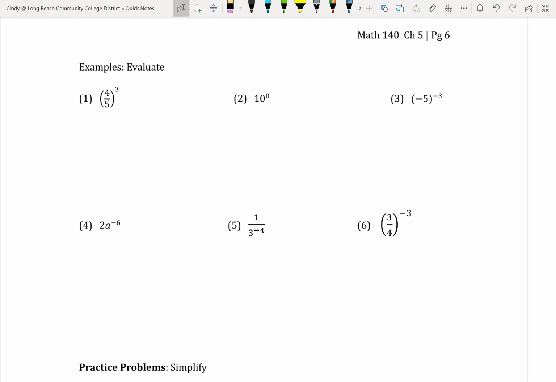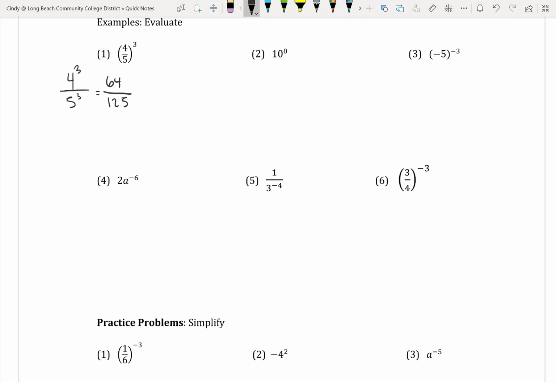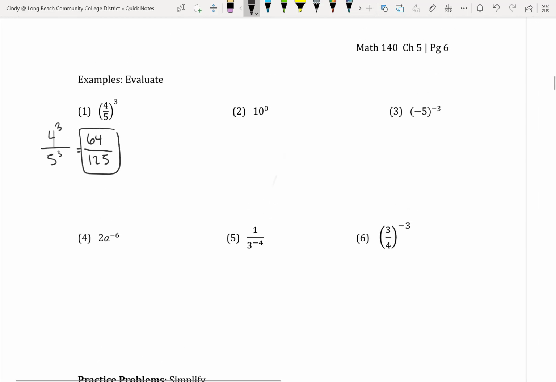So here we go. We are now going to be further exploring these rules of exponents. So we have this exponent of 3 with a fraction. So I'm going to distribute that 3. So it's 4 to the third and 5 to the third. So 4 to the exponent of 3, so 4 times 4 times 4 is actually 64. 5 to the exponent of 3, that's 5 times 5 times 5, is 125. So that's going to be my final answer.